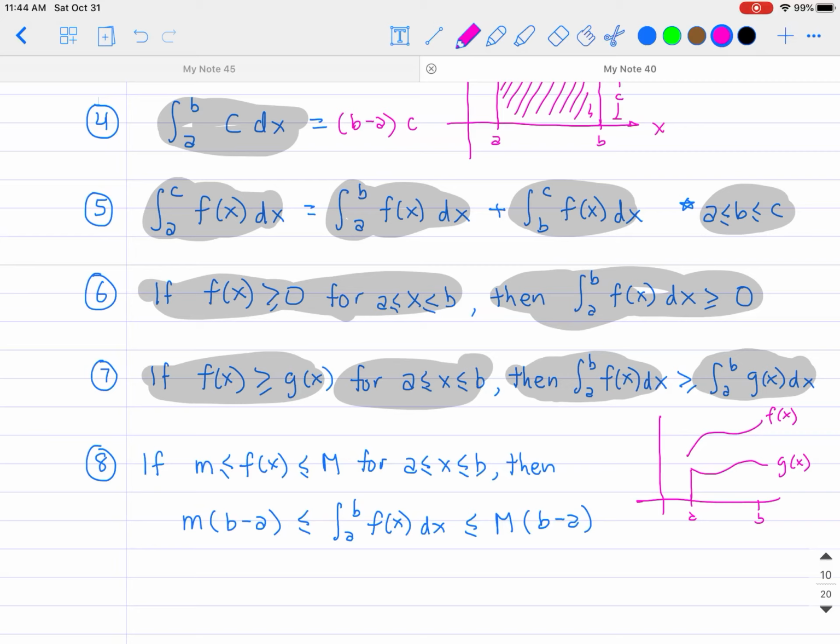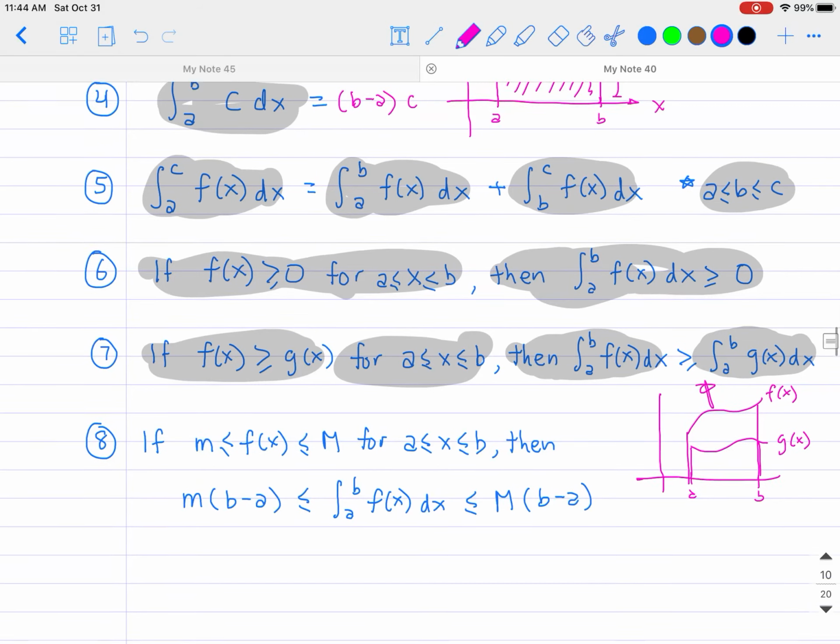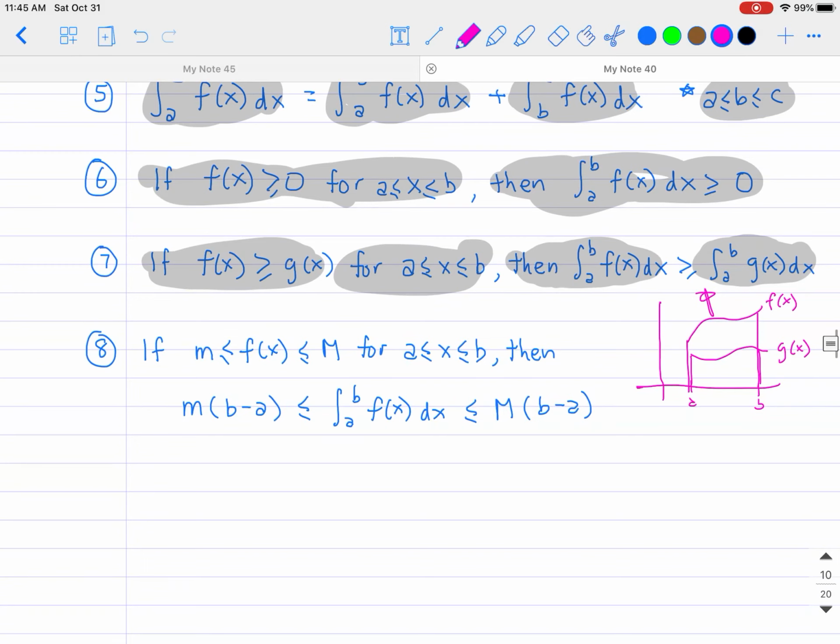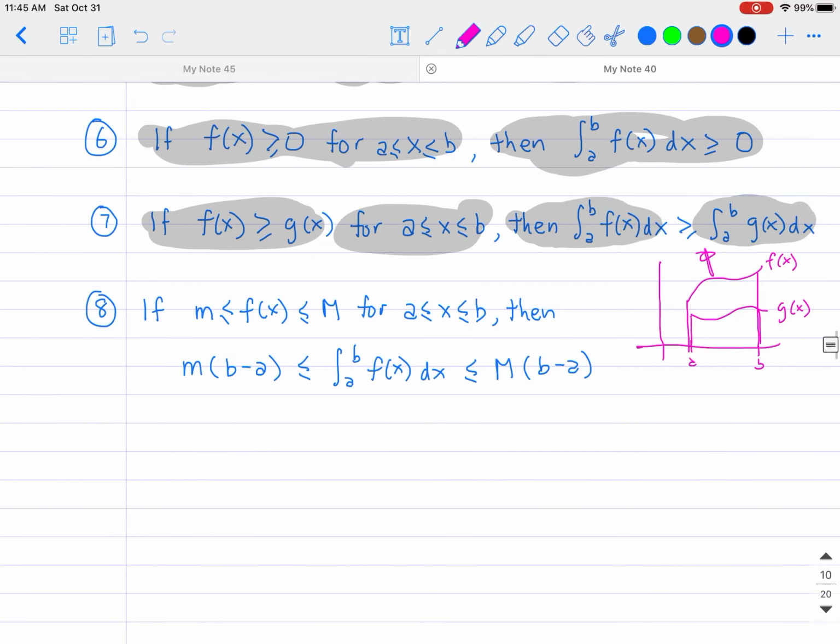Again, just let me draw it out visually so you can see. So f of x is somewhere over here. g of x is somewhere down here, and it's always the case that f is greater than g within that interval from a to b. Then the conclusion is that the area under the curve for g is going to be smaller than the area under the curve for f.